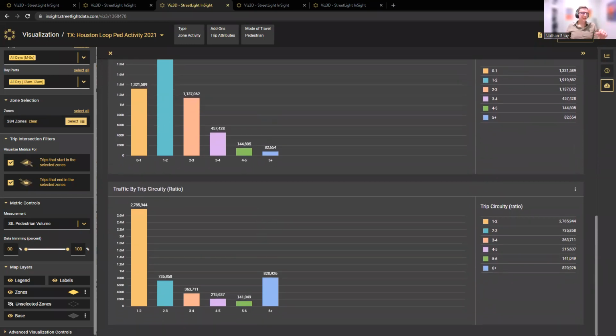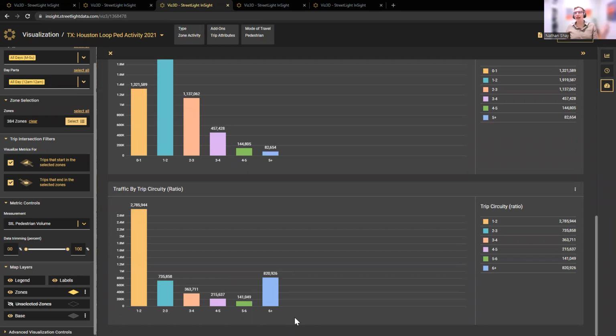Also, I always like to look at, for pedestrian planning, the circuity, which is just the ratio of the crow's fly distance to the actual path traveled. And when you get up into these high levels of circuity here, 6+ or even 5 to 6, that's indicative of a very circuitous trip, and that could be indicative of multiple things.